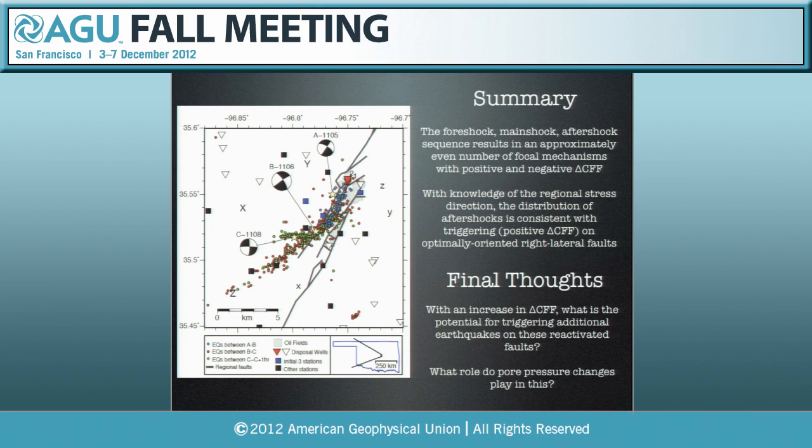And one of the things that we're looking for in the future is, with an increase of the change in Coulomb stress, what is the potential for triggering on adjacent faults? Could these also be reactivated? And also, since the effective coefficient of friction has pore pressure wrapped into it, how do we decouple those sort of things and start examining what role pore pressure does change in this type of methodology?